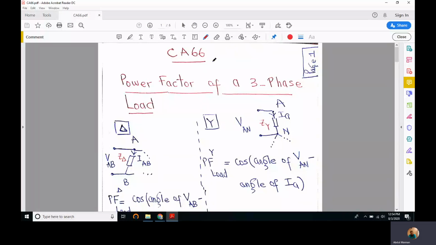Welcome to 66th lecture. We are studying circuit analysis and we'll continue with power factor in a three-phase load. In our last lectures, we have been studying about three-phase loads, both delta and Y connected, and their various characteristics. In this lecture, we'll study the power factor of our three-phase load.